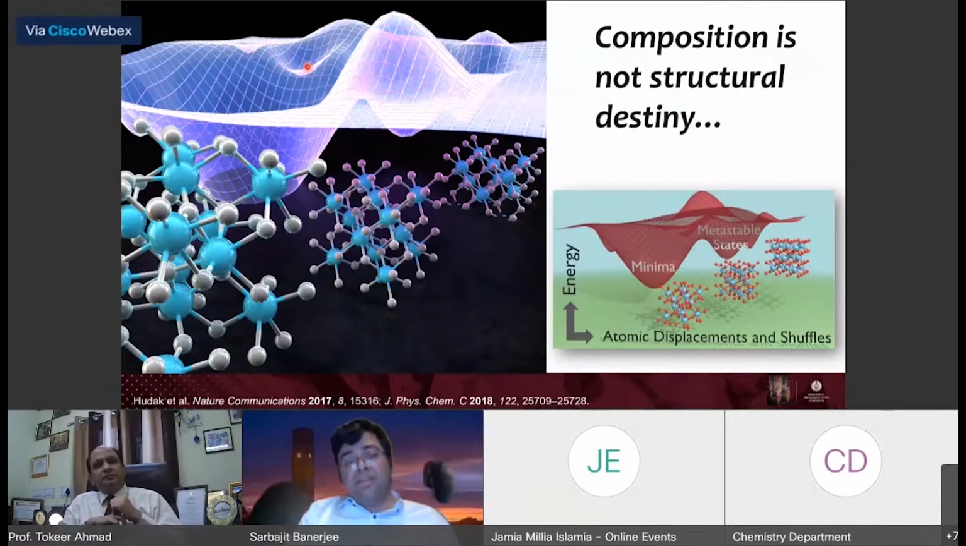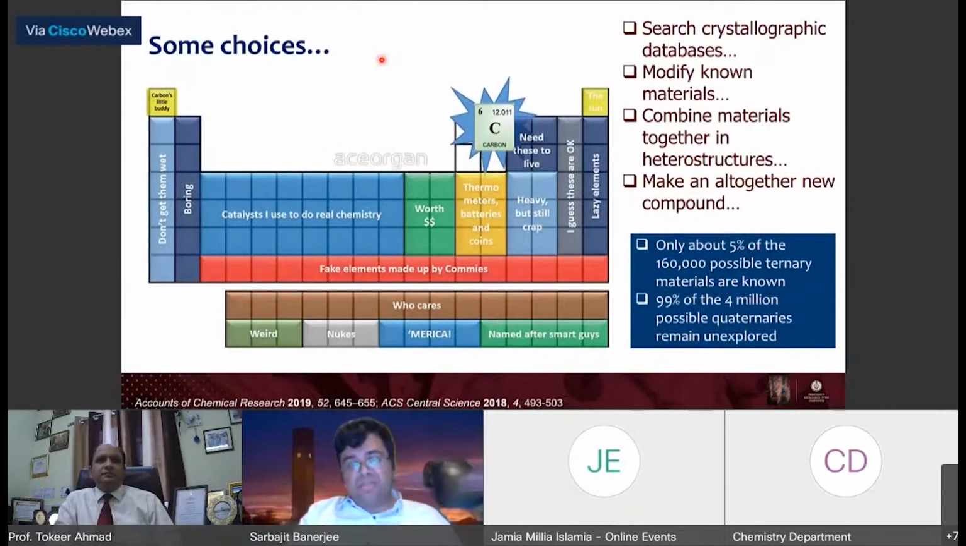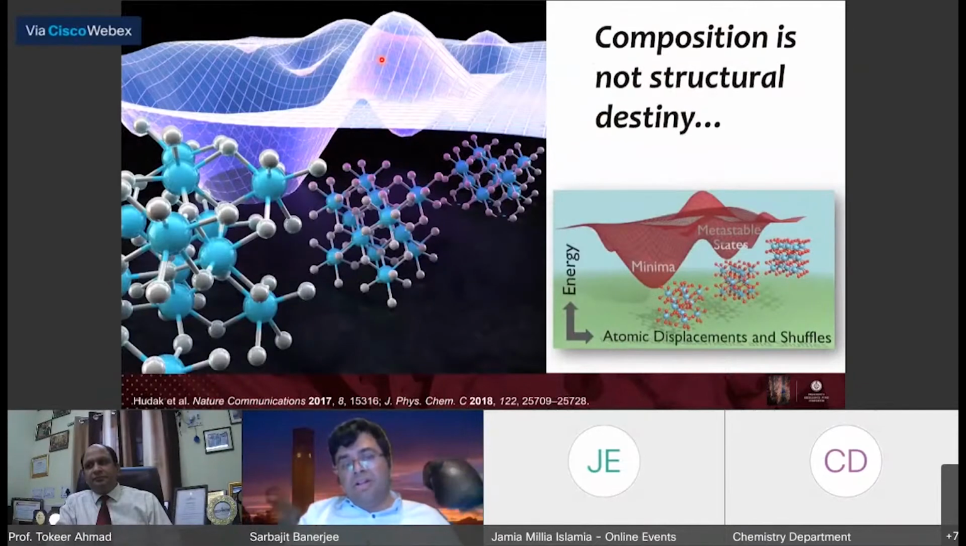So for every set of atomic compositions, you have many possible structures, right? And so if you consider what I showed in the last slide, this vast realm of possibilities in terms of different elements, and then the vast realm of possible atomic configurations, we're dealing with this huge space that we haven't properly sampled, right?